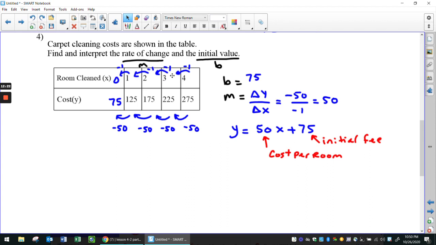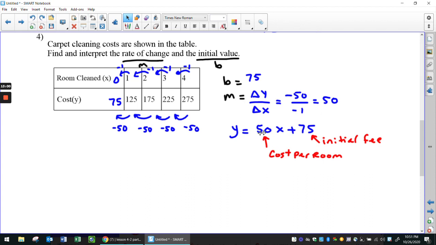As we look at the x values, every time we are decreasing by increments of 1. So 75 is the initial value, the initial cost of this situation. And then for the slope, I used the other technique that I showed you before, the change in y over change in x. We can see that the change in y each time is -50, and the change in x is -1, and so -50 over -1 is +50.